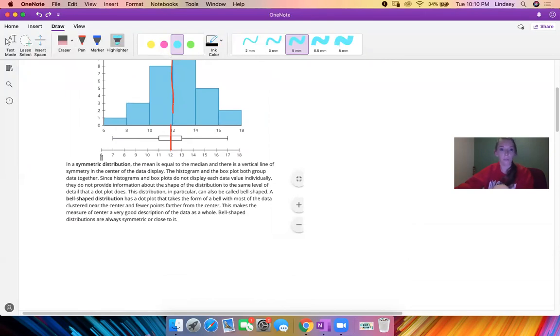So, symmetric distribution, when you're looking at this, it's talking about the mean being equal to the median, and there is a vertical line of symmetry in the center of the data set. All right, we're going to get into the mean being equal to the median later on, and we're going to be talking about what that means and expanding on it probably in the next lesson.